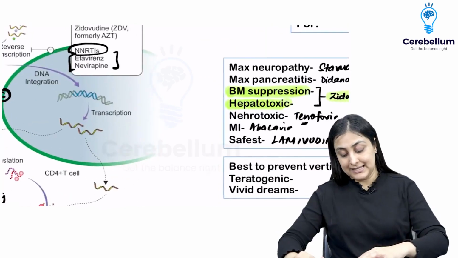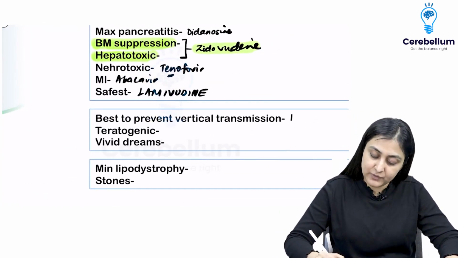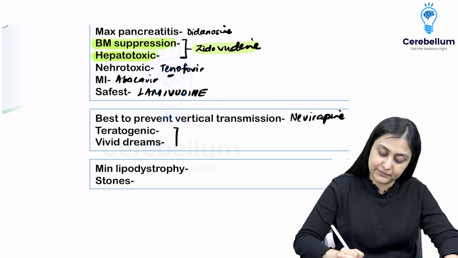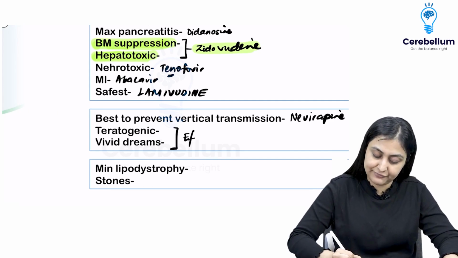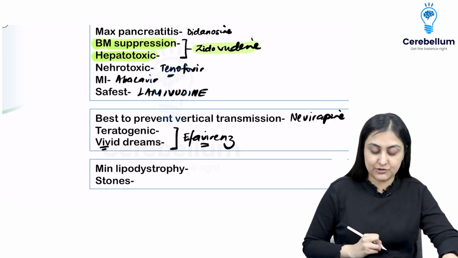Okay. Then, as far as NNRTIs are concerned, the best to prevent vertical transmission is going to be nevirapine, whereas teratogenic effects and vivid dreams are associated with efavirenz. So, V-I, vivid, is how you can remember.